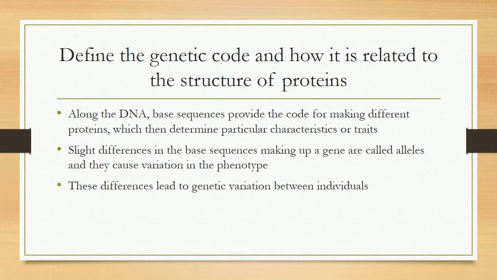Define the genetic code and how it is related to the structure of proteins. Along the DNA, base sequences provide the code for making different proteins, which then determine particular characteristics or traits. Slight differences in the base sequences making up a gene are called alleles, and they cause variation in the phenotype. These differences lead to genetic variation between individuals.